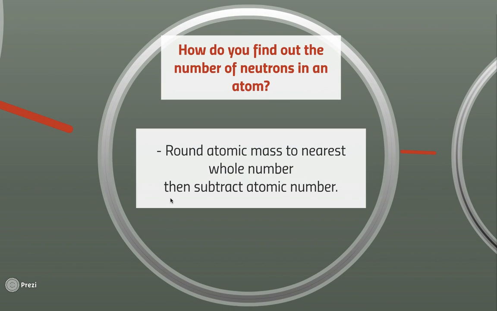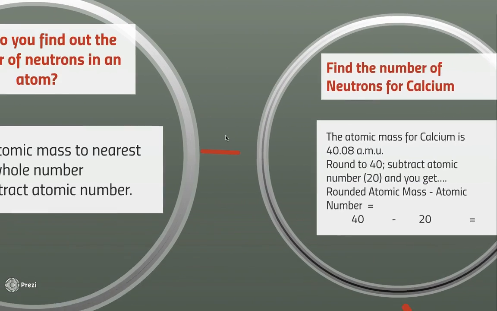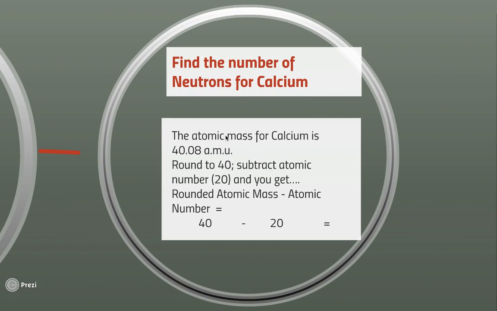To find the number of neutrons, we round the atomic mass to the nearest whole number, and then we subtract the atomic number. Okay? So for calcium, it says find the number of neutrons for calcium. The atomic mass for calcium is 40.08 atomic mass units.